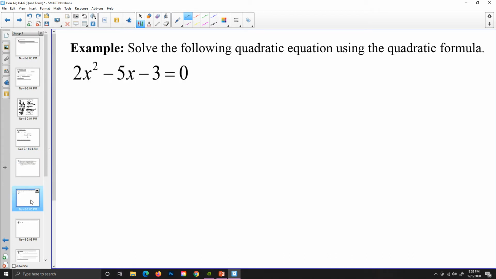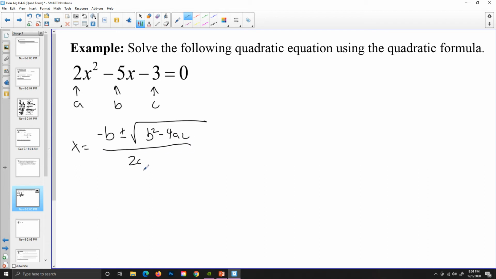So, just a quick example here. Solve the following quadratic equation using the quadratic formula. I'm going to label this value to be a. I'm going to label this value to be b, and this value here to be c. And the quadratic formula is x equals negative b plus or minus the square root of b squared minus 4ac all over 2a. And I'm just going to plug in.